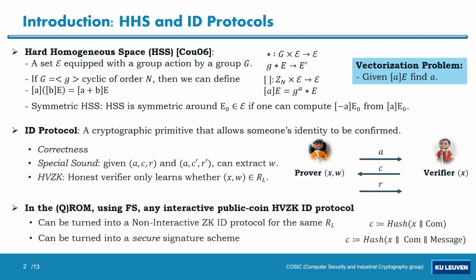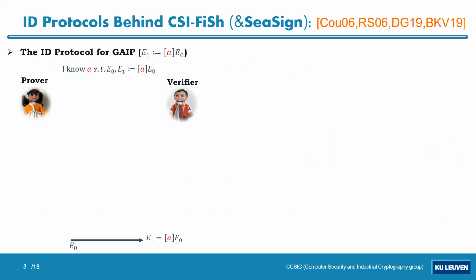I just want to emphasize that it is already proven that in the quantum or standard random oracle model, using the Fiat-Shamir transformation, you can transform any ID protocol into a secure signature scheme. So I want to start with the ID protocol behind CSI-FiSh, because we want to modify this protocol to achieve CSI-SharK.